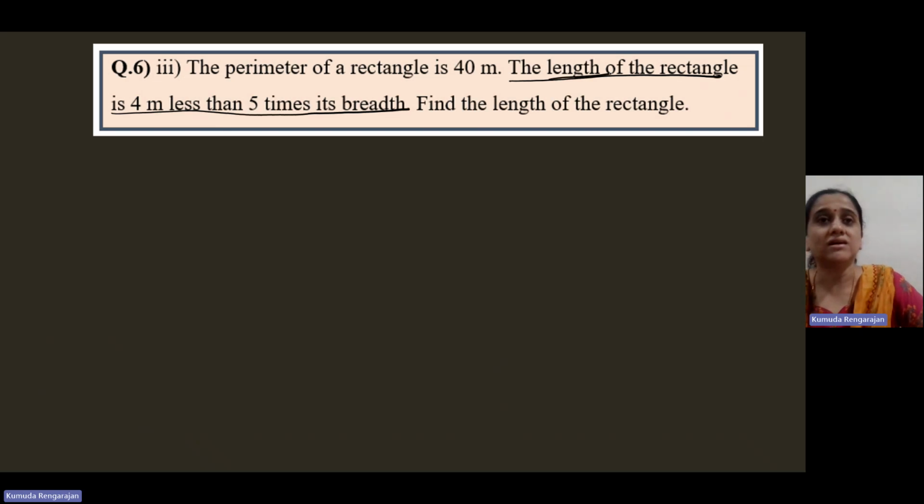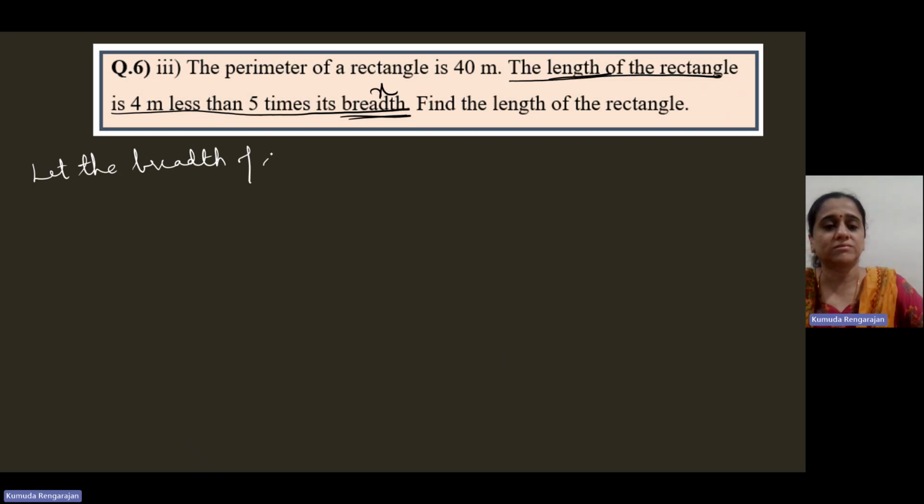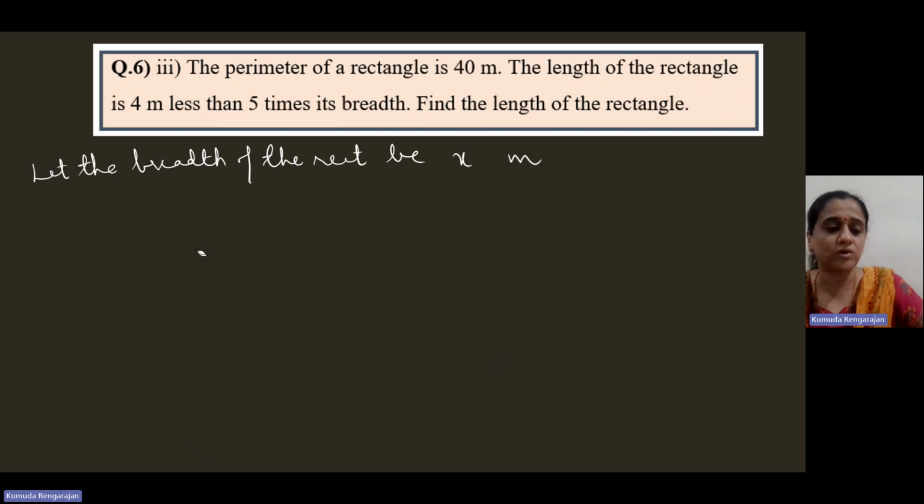So the length is expressed with respect to the breadth. So we'll call the breadth X. Let the breadth of the rectangle be X meters. Now, as we read, we're going to make the expression for length. See here, the length of the rectangle, meaning L, length is means equal to, right? I'm just reading from here.